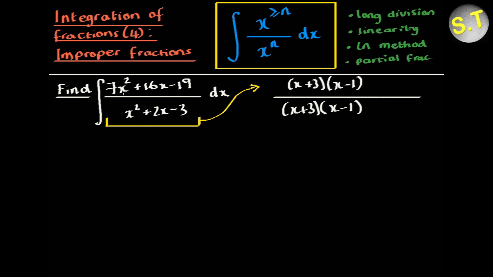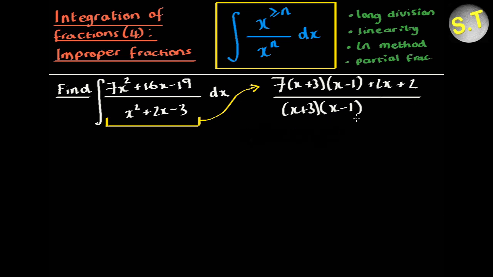Since we have 7x squared here, we know for a fact that we need a 7 here. So if we times that out, we have 7 multiplied by our denominator, which will give us 7x squared plus 14x minus 21. What we're missing from this, which we have here, is we're missing 2x, so we need a plus 2x. And we're missing 2, so plus 2. So now these are equivalent.